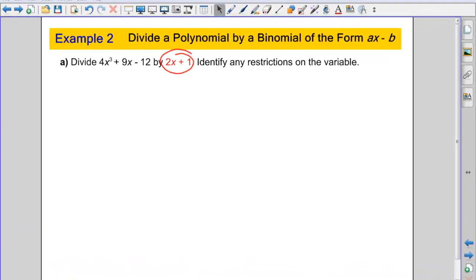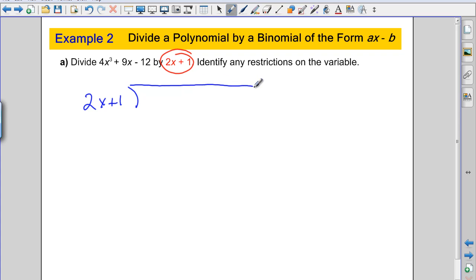Hello, we're going to continue talking about the remainder theorem, and we're going to look at an example where our divisor is not just a simple binomial. This time it has a 2 in front, but it really doesn't make any difference when I'm setting up my division statement.